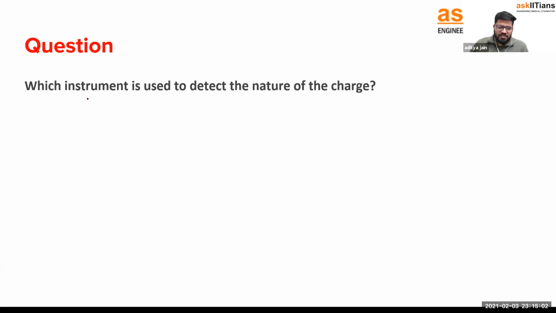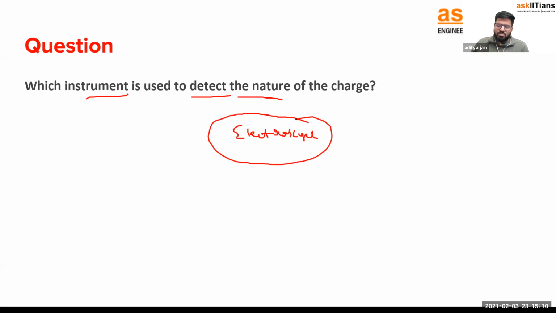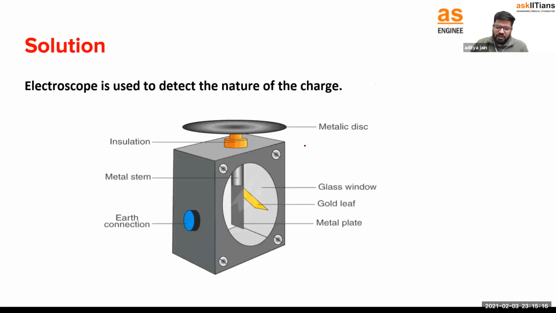Now the question is, which instrument is used to detect the nature of charge? There is an instrument known as the electroscope, which is used to detect the nature of charge, that is, whether it is positive or negative. The electroscope is an instrument like this. It consists of a metal rod, and here it has two gold leaves.